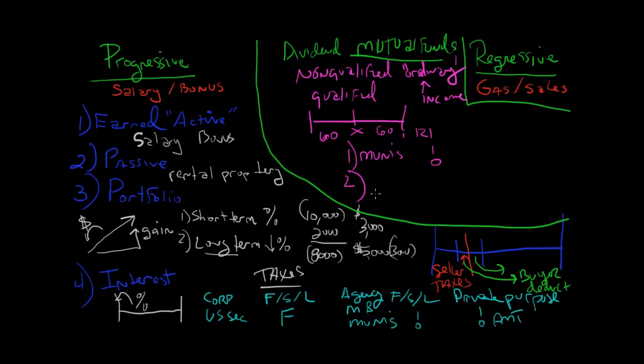Number two, if it's a corporate mutual fund, that means it's invested in corporate stocks or bonds. The taxes are ordinary income. So when you receive dividends, it's just ordinary income.